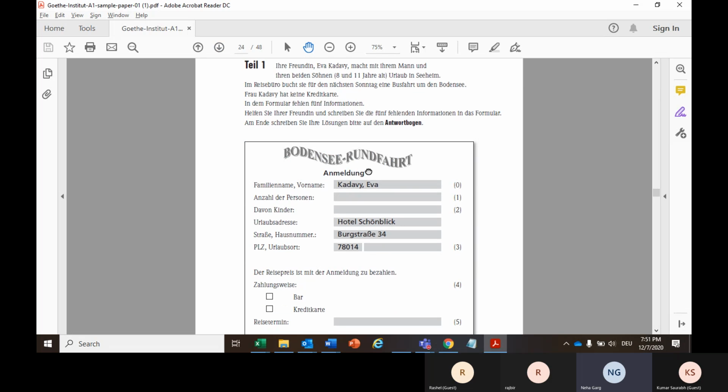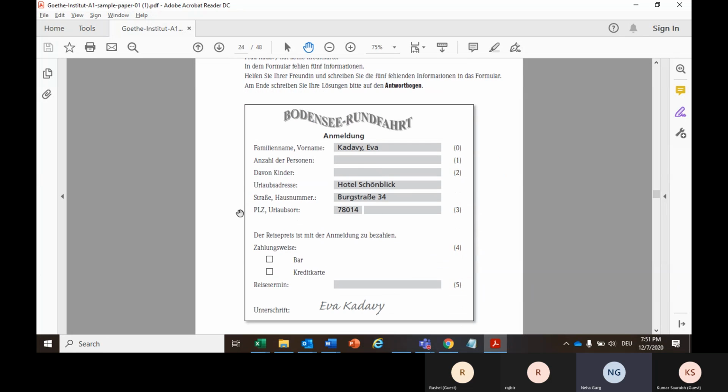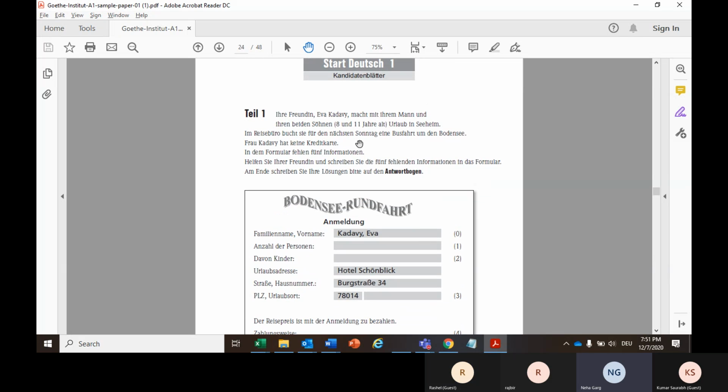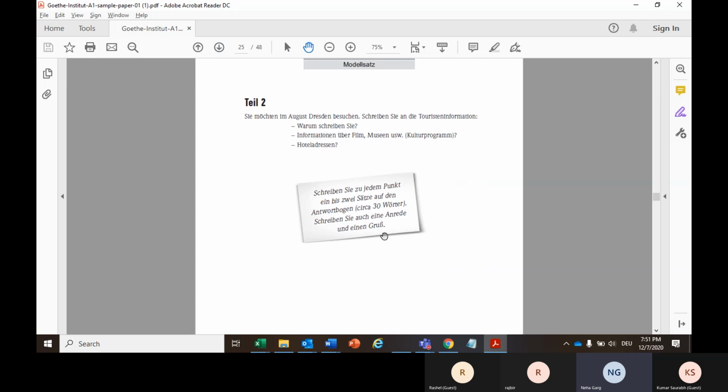Now, if we talk about Schreiben, Schreiben will have zwei Teile. Es gibt zwei Teile in Schreiben. Two sections in Schreiben. One is about writing this card, like an information card. You will have to fill in the information card on the basis of the given text here. And Teil 2 is going to be the Briefschreiben or email schreiben.